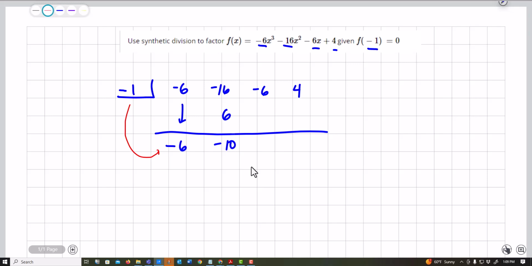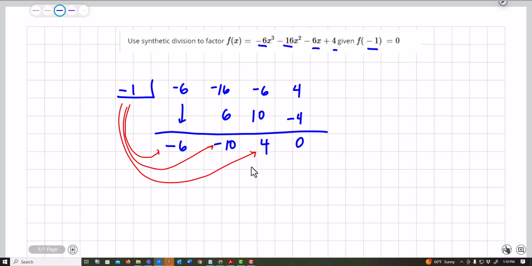I'm going to do this again. -1 times -10. So that will be a +10. 10 minus 6 will be 4. And then -1 times this 4 will be -4. And we get our answer of 0. So we have no remainder.